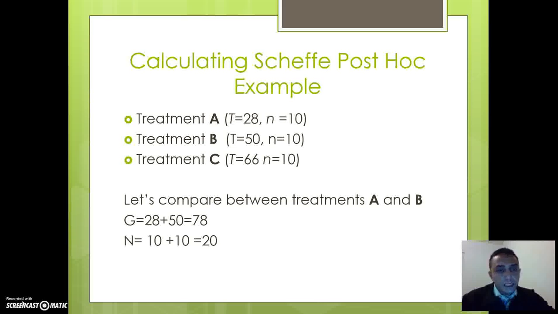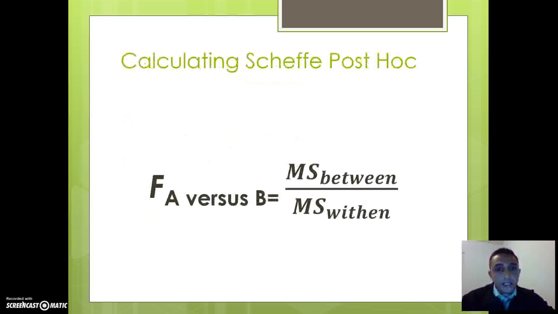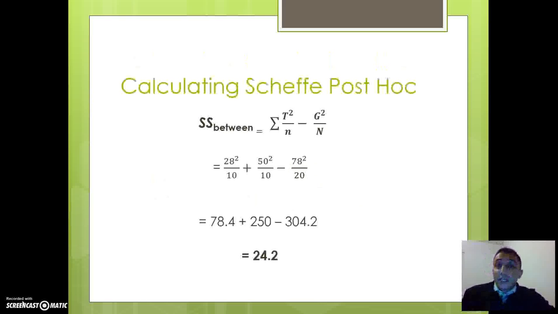So 78, 20, we need those numbers from this slide. And now this is the equation we need to calculate, Scheffe. So F sub A versus B equals mean square between over mean square within. So we need to calculate mean square between. To calculate mean square between, you need sum squares between, which is the summation of T squared over n minus G squared over n. And so we have sum squares between equals 24.2.